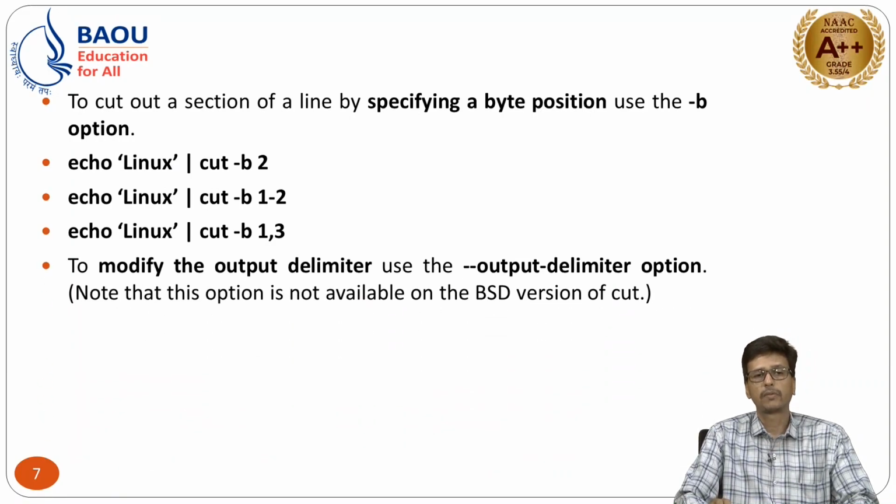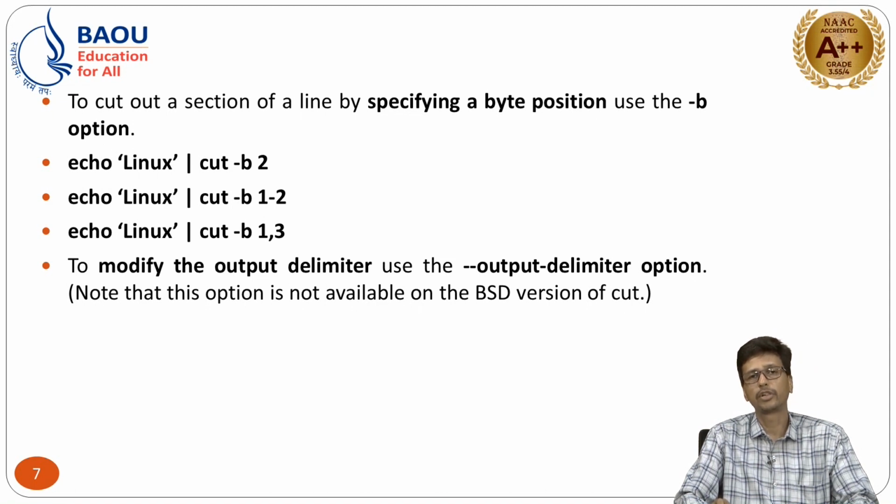Now suppose you are requiring to modify the delimiter. What is the meaning of modifying the delimiter? In our file emp.txt, the delimiter is semicolon, but whenever you are representing the output, you are not requiring that semicolon, you are requiring simply a space, right.